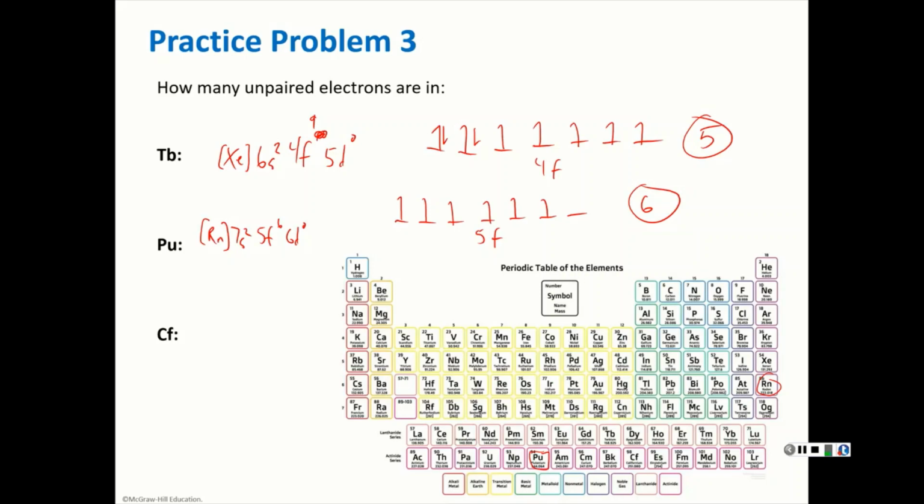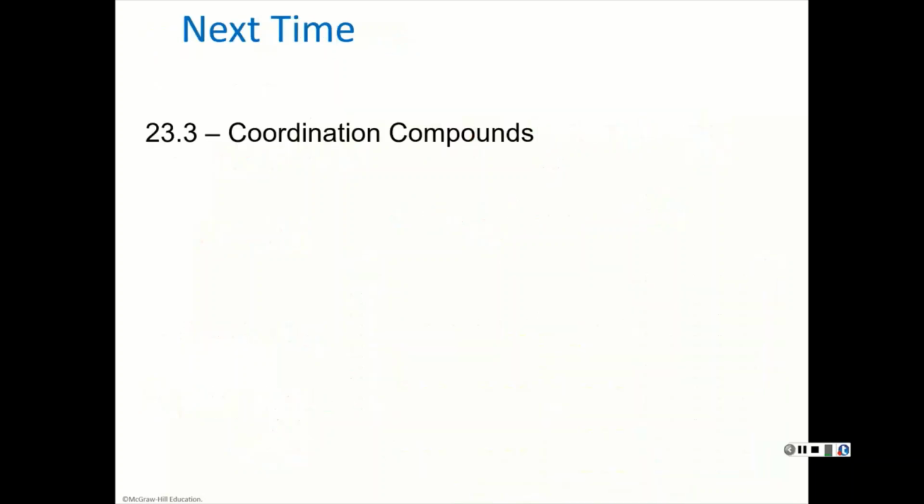Finally Cf, californium, is 4 steps further. Its noble gas configuration is radon 7s2 5f10, 6d0. If we fill 10 f electrons, 7 go in unpaired, and then we pair up 3 of them. So that gives us a total of 4 unpaired electrons. Hopefully that is fairly easy to do.